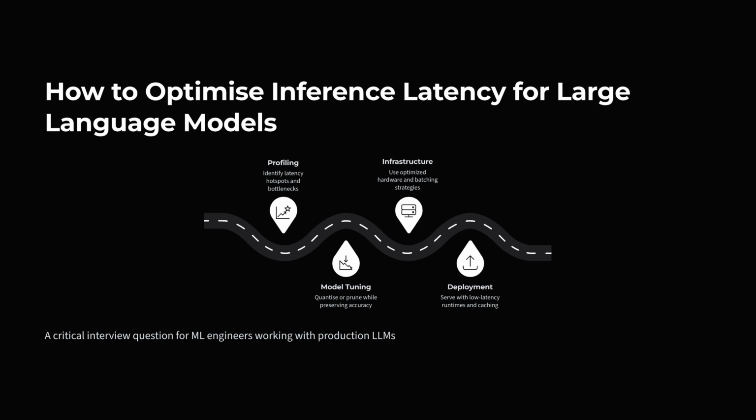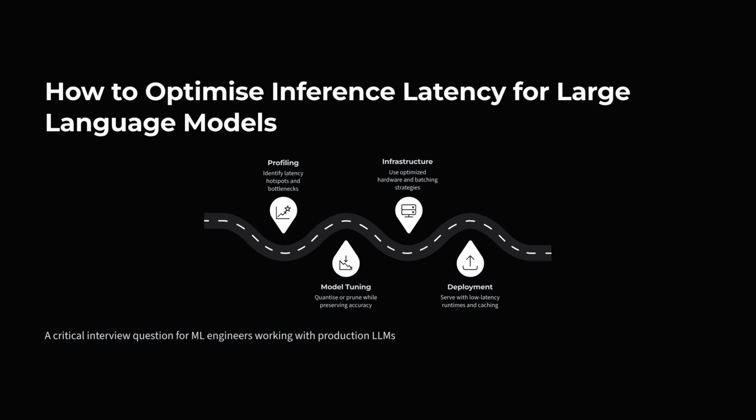How to optimize inference latency for large language models. Optimizing inference latency is a bit like tuning a long road trip. You start by profiling, which is simply spotting where the slowdowns happen, the same way you check for bends or traffic before a journey. Then you move into infrastructure, where smart hardware choices and tight batching give the model a smoother lane to run on.